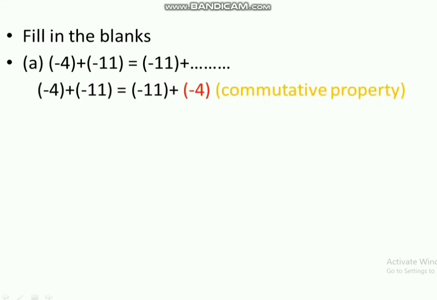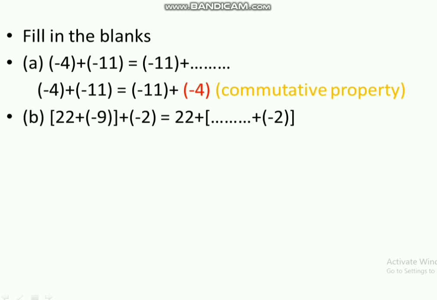And the next question is 22 plus negative 9 plus negative 2 is equal to 22 plus dash plus negative 2. Here we are only adding three numbers and only the addition sign is there, so we should apply the associative property. Using that we can write the answer over here as negative 9. So our answer is negative 9.